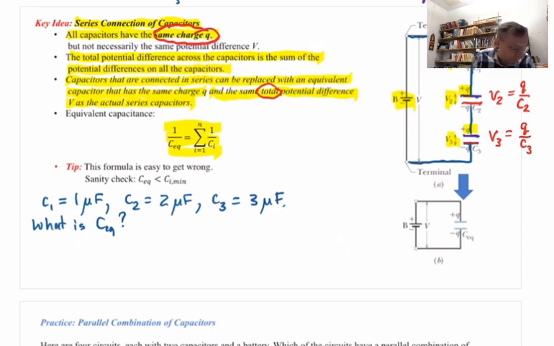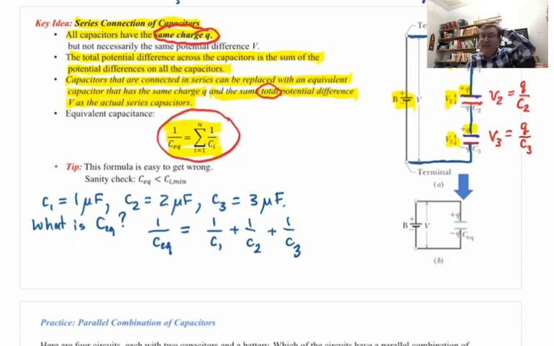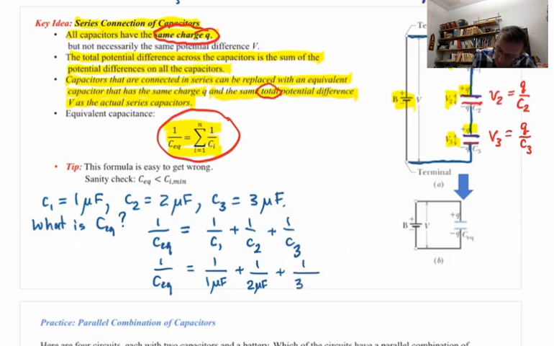Well, we use this inverse rule. 1 over C equivalent equals 1 over C1 plus 1 over C2 plus 1 over C3. That's what this formula up here says to do. Add the inverse capacitances for however many you have in series, and that total will be 1 over C equivalent. So 1 over C equivalent is 1 over 1 microfarad plus 1 over 2 microfarads plus 1 over 3 microfarads.